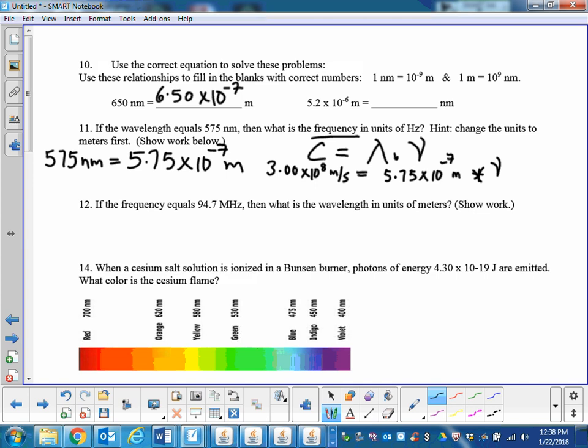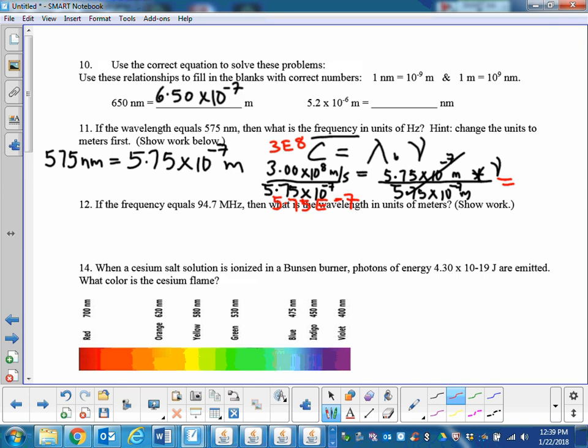It's a simple math equation. What do I divide both sides by? So if I divide both sides by 5.75 times 10 to the negative 7 meters, this will cancel. How do I put this in my calculator? How do I write this number in my calculator? I do 3E8, correct? Right? And how do I write this? 5.75 E negative 7. What is the answer?